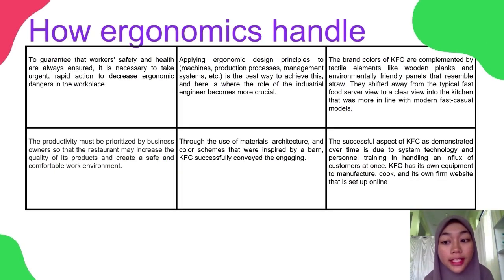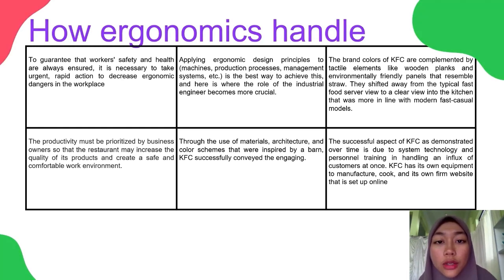Next is how ergonomics is handled. The use of ergonomics in the workplace is a crucial step in preventing workers' injuries. To guarantee that worker safety and health are always ensured, it is necessary to take urgent, rapid action to decrease ergonomic dangers in the workplace. The productivity of employees must be prioritized by business owners so that the restaurant may increase the quality of its products and create a safe and comfortable work environment. Applying ergonomic design principles to machines, production processes, management systems, and so on is the best way to achieve this. And here is where the role of the industrial engineer becomes more crucial.